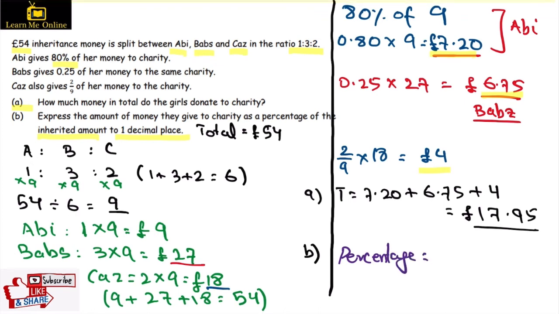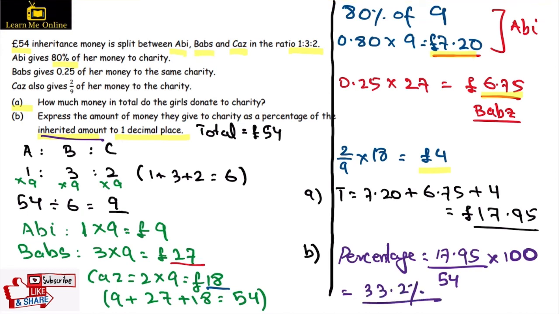The percentage would be the amount they gave to charity, which is 17.95. The total always goes in the denominator, which is the inherited amount, £54. And to find the percentage, we always multiply by 100. So the percentage that we're going to get from here would be 33.2%, and that's the answer to part B.